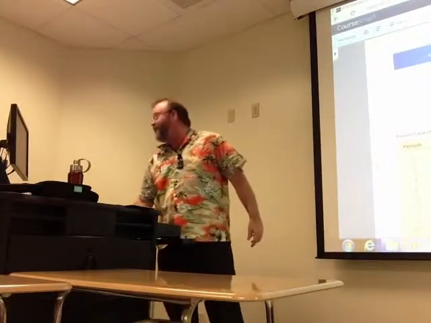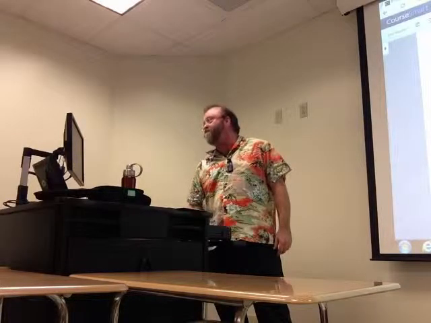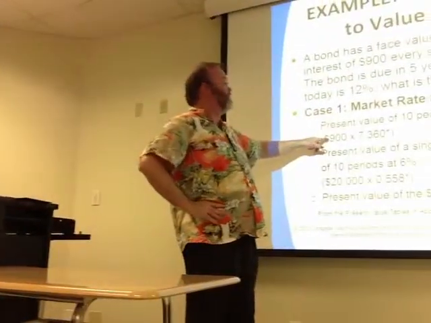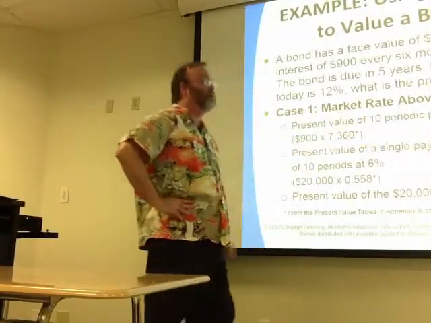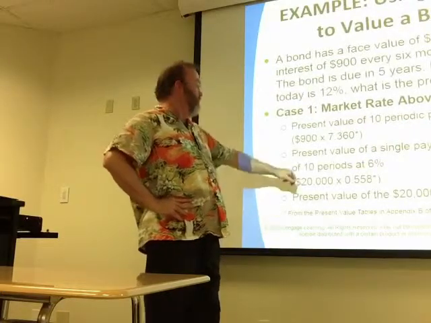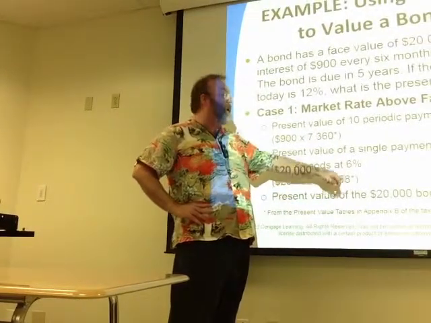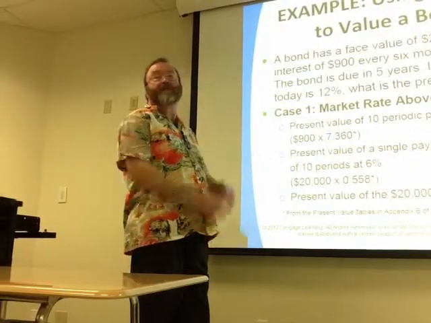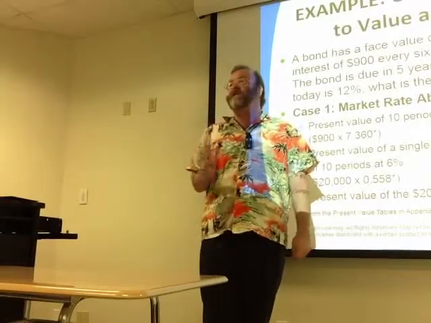Table number 1, you go to that same 6% column and go down to row 10, you get 0.558. $900, the annuity, times 7.36 is a total of $6,624. The $20,000 times the 0.558 from table number 1 is $11,160. A total of $17,784. That's what the bond's going to sell for.